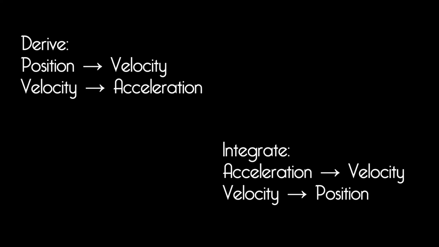So position to velocity, that's a derivative. Velocity to acceleration, that's another derivative. As an aside, the derivative of acceleration is called the jerk, but you're most likely not going to need to know that. Now, anything you can do a derivative, you can also do an integral, which is just undoing a derivative. So to get velocity from acceleration, we take one integral, and then to get from velocity to position, we take another integral.